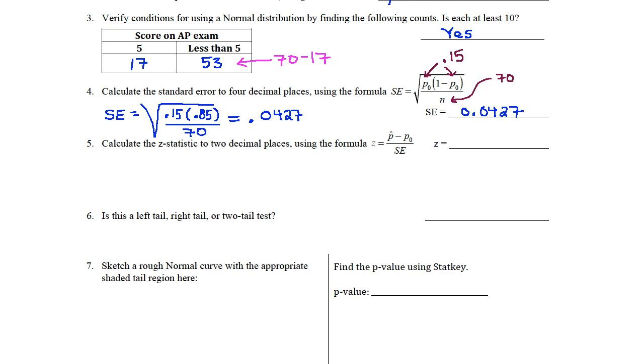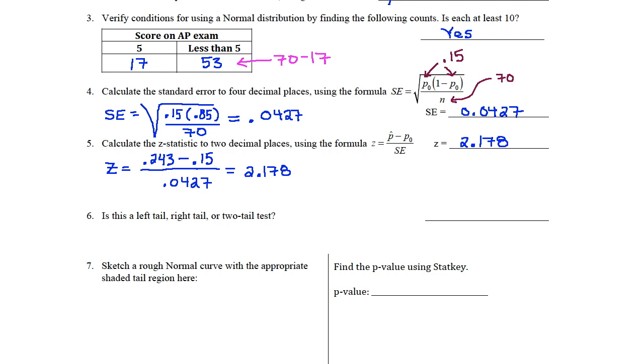And now our z statistic using this formula again. Z is equal to our p hat, which is our sample proportion of 0.243, minus p naught, which is the value from our null hypothesis of 0.15, all divided by 0.0427. So I get a z statistic of 2.178.